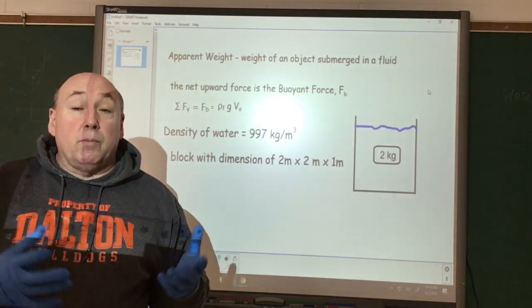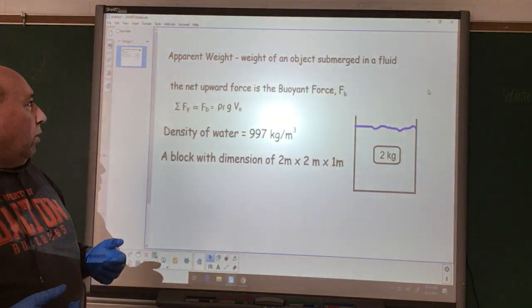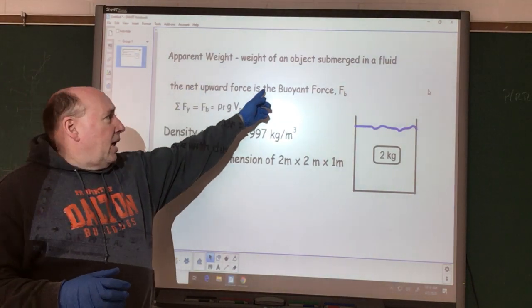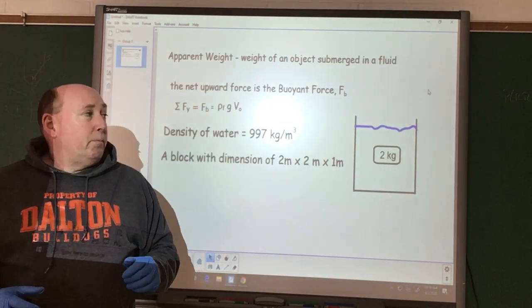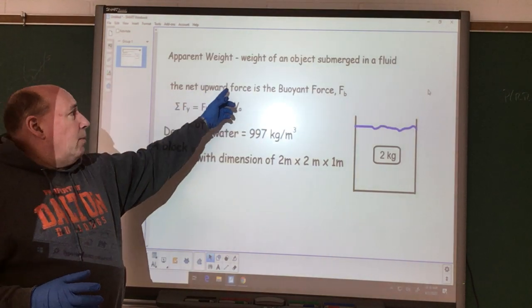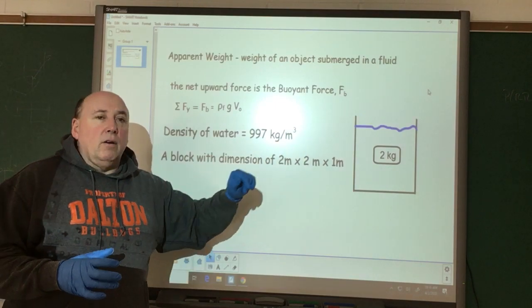When we submerge something, you don't weigh as much. The object doesn't weigh as much. Well, why don't you weigh as much? Well, that's the idea that we have with respect to the buoyant force. The buoyant force is the net upward force on the object from the water.